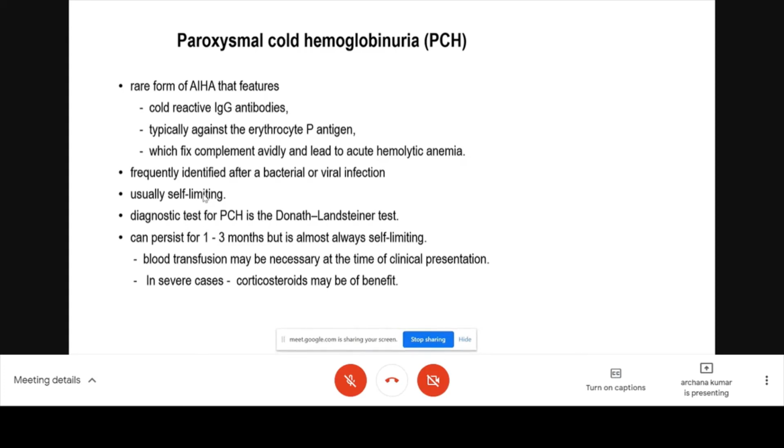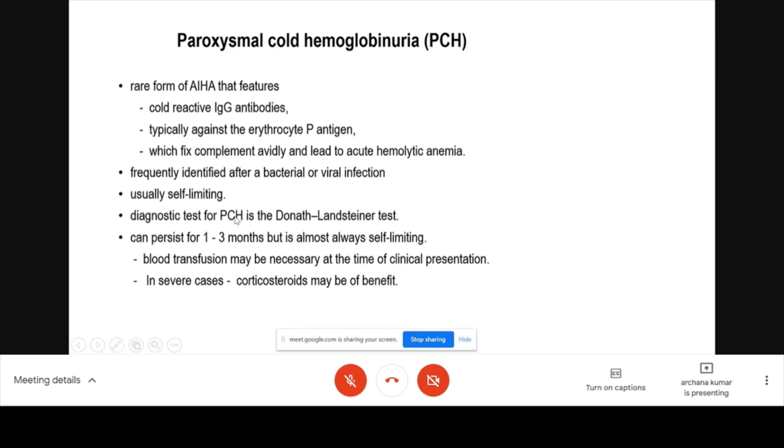And you need to differentiate it from PNH because there you will be having CD59 and CD55 deficiency, which will not be so in this case. And they fix the complement avidly and lead to acute hemolytic anemia. This is frequently identified after a bacterial or viral infection. Most of them are self-limiting.